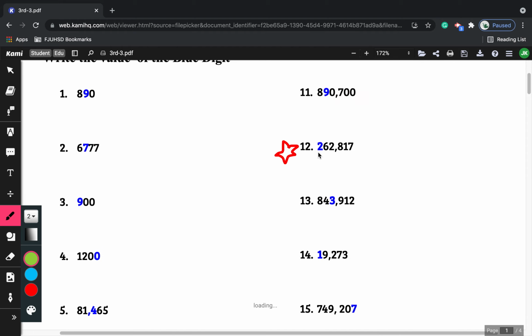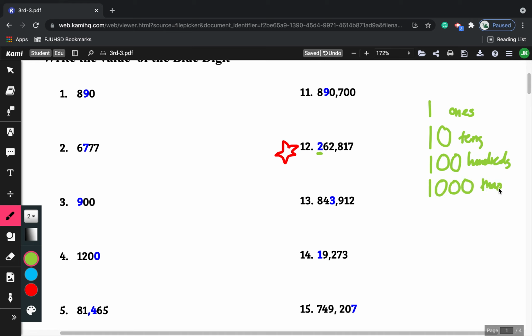So these are place values. We're trying to find the place value of the blue digit. Remember that if it's just one digit, it's ones. If you add a zero at the end, it's tens. Makes sense, right? If you add another zero, it's hundreds. And three zeros is thousands. And then it kind of repeats itself.